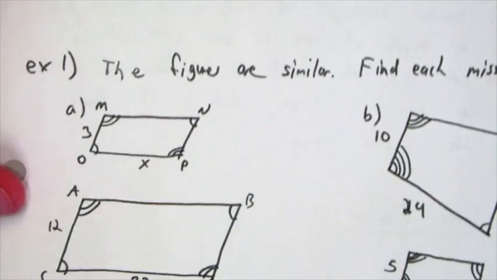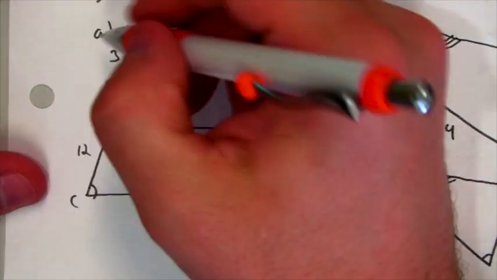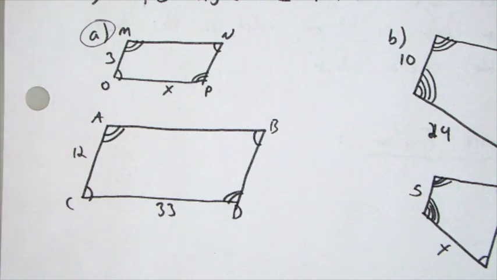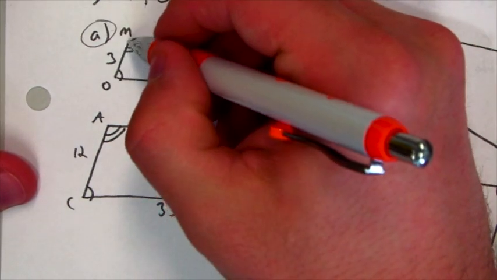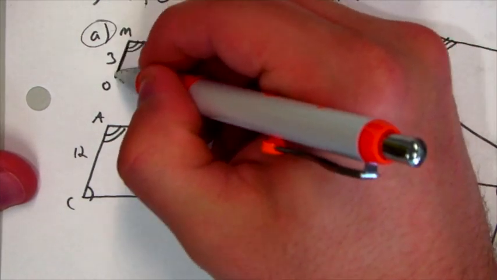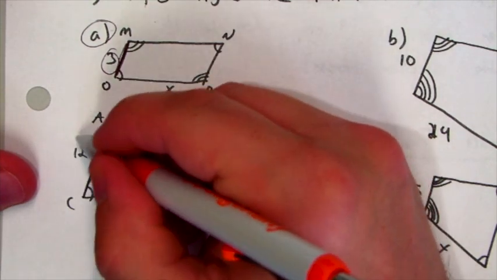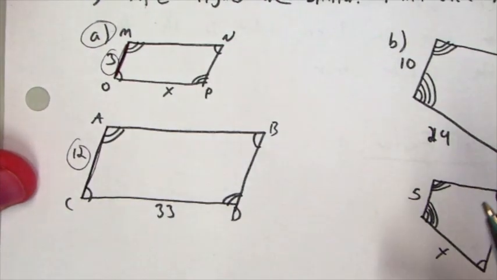So let's look at example 1. Let's look at it specifically, part A of example 1. So it says these figures are similar. Find each missing measure. So corresponding sides are going to be this side length worth 3 and this side length worth 12. They are the exact same side on two different shapes.